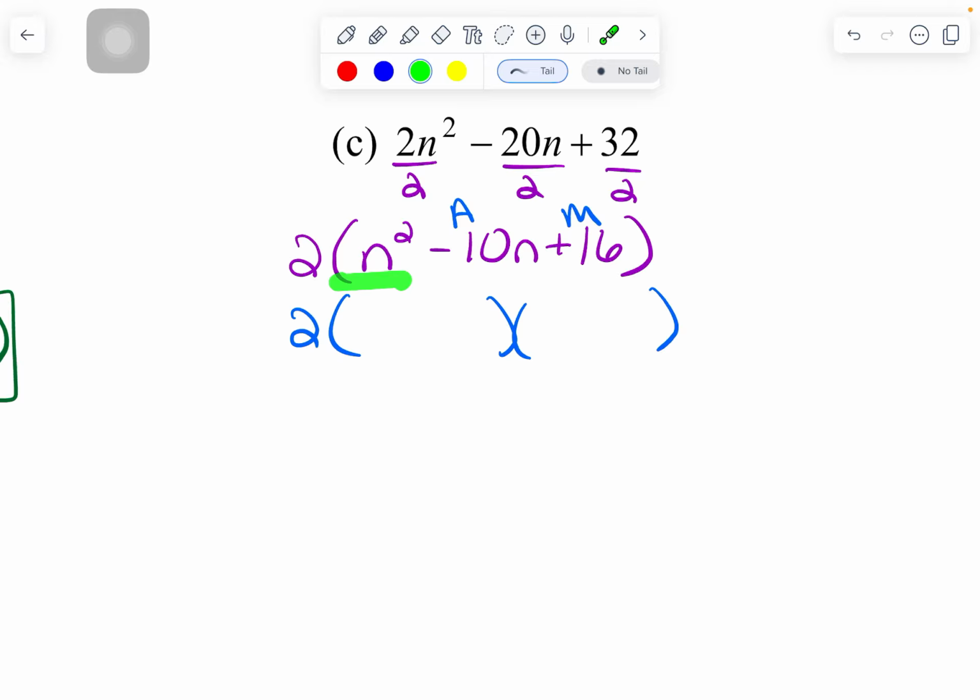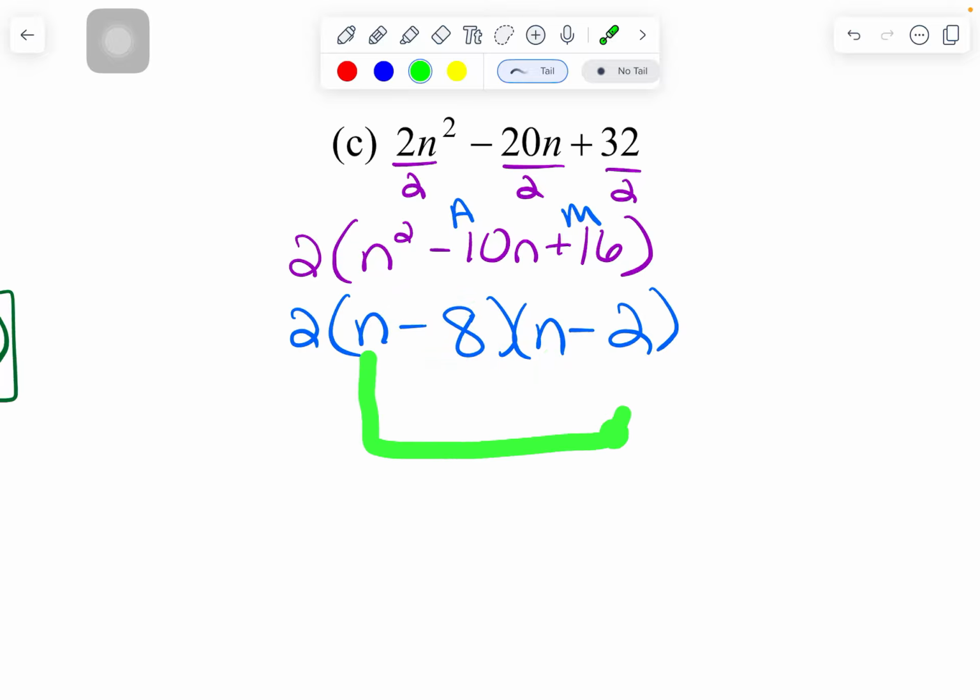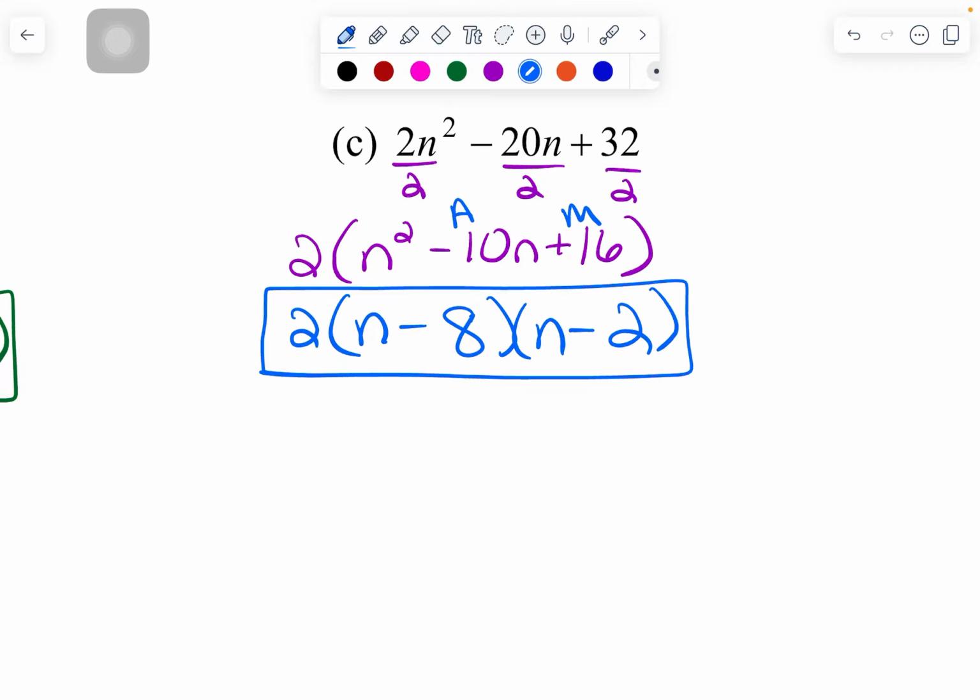So let's see. Start by splitting up your n. So n and n. And then I already said I had it, so let's double check here. To multiply to a positive but add to a negative, both of my numbers need to be negative, and I'm liking 8 and 2. Now, of course, if you've been watching my channel, you know I'm going to check this. N times n makes my n squared. Negative 8 times negative 2 makes my positive 16. And then if I take negative 8 times n, negative 8n, and then n times negative 2, negative 2n, that will absolutely add up to negative 10n. So there is the fully factored form for part C.